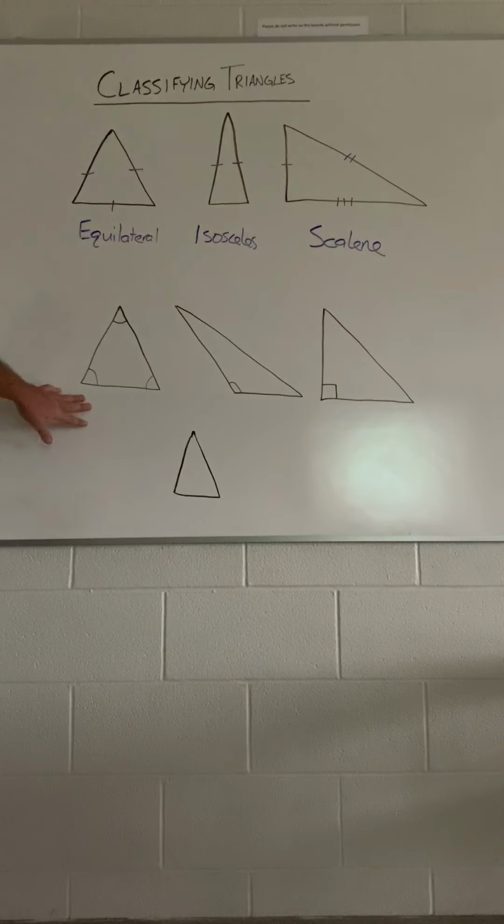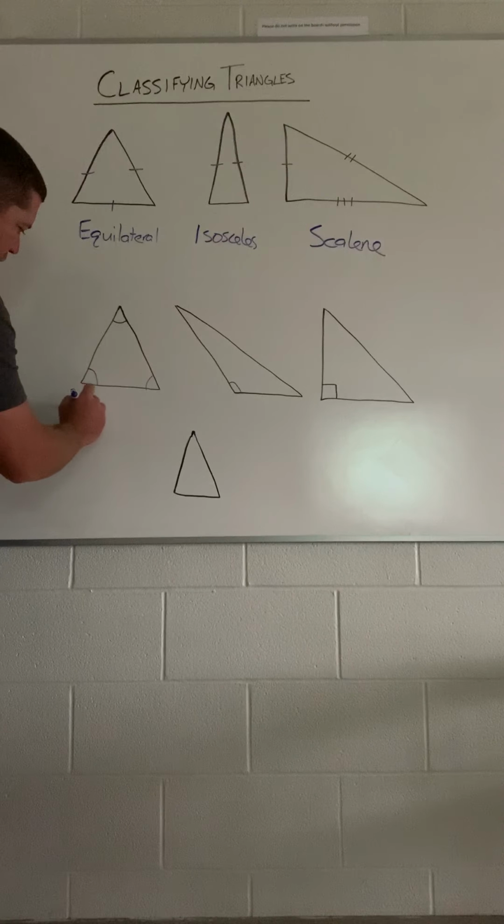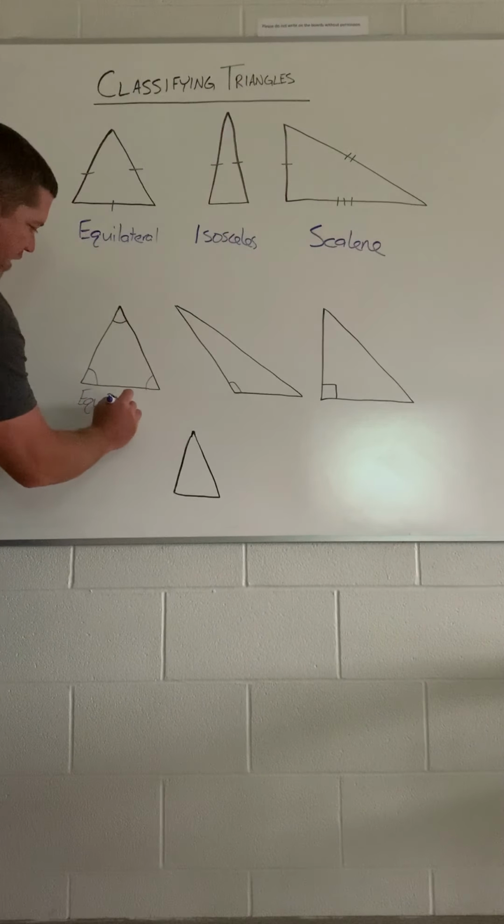Okay, in the bottom 4, we're going to classify by angles. And the first one, it's just like my equilateral, except this time I've got 3 equal angles, which is always true of an equilateral. If you've got 3 equal sides, your 3 angles are all 60 degrees. So when they're all 60 degrees, if we're classifying by angles, we call it equiangular.